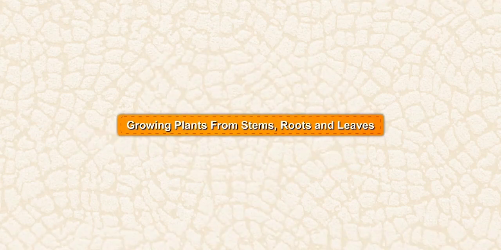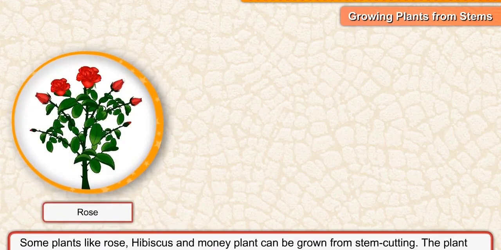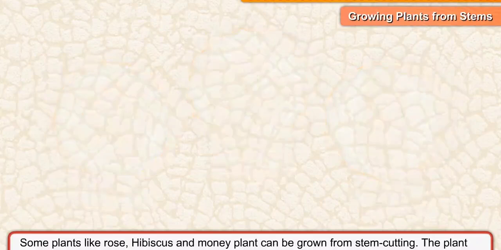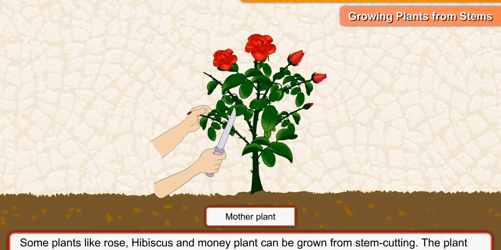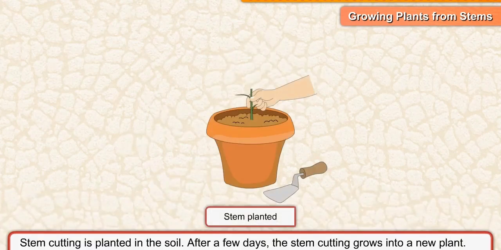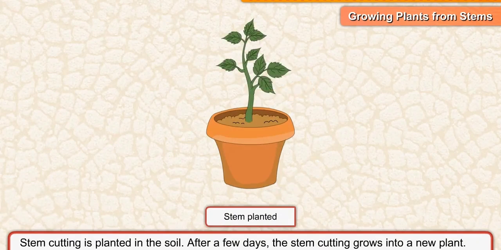Growing plants from stems, roots, and leaves. Growing plants from stems. Some plants like rose, hibiscus, and money plant can be grown from stem cutting. The plant from which the stem is cut is called the mother plant. Stem cutting is planted in the soil. After a few days, the stem cutting grows into a new plant.